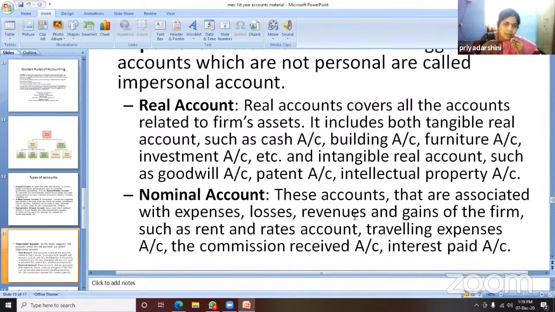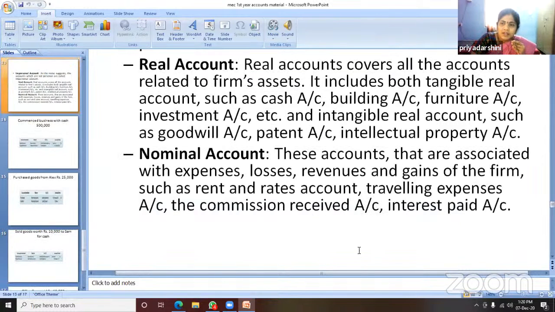If the firm is on a rental basis, they have hired a building in order to run their business. So for that purpose, they have to pay the rent. So it is an expense to the firm. Nominal account covers all the expenses and losses and revenues and gains. What are the usual gains of the firm? Interest received. If they are investing any amount, if they have fixed deposits in the bank, they will receive interest, that is a gain to the firm. So interest received is a gain. All related expenses and losses and all related revenues and gains come under this nominal account.